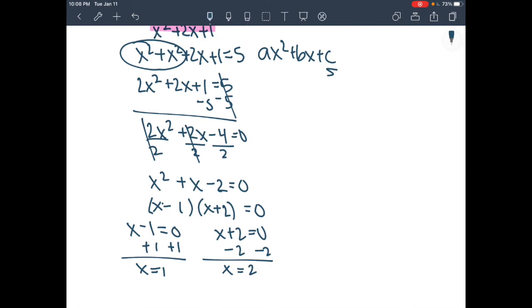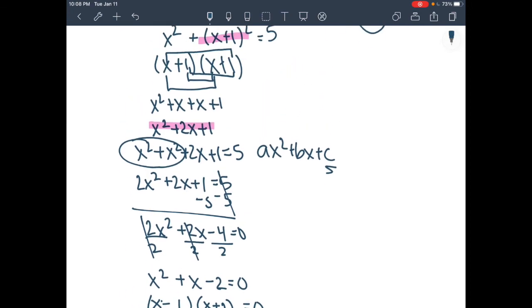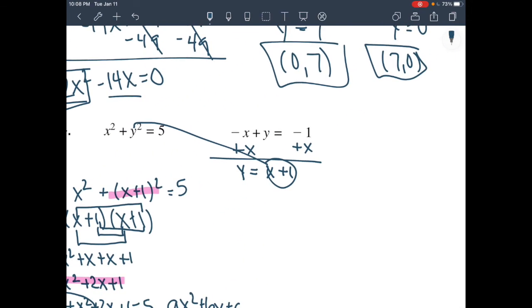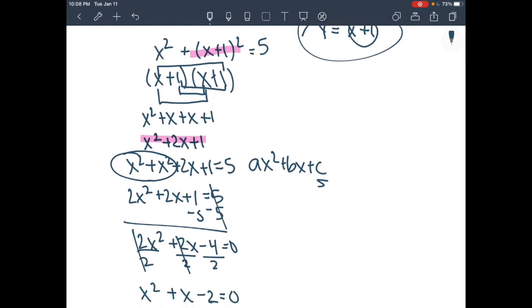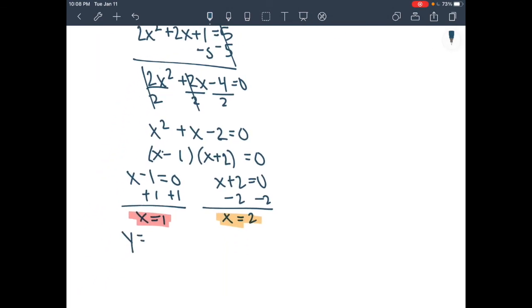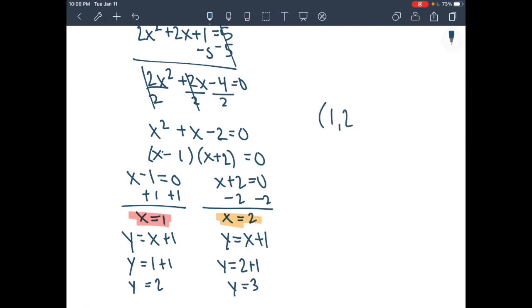Once I've done that, I've got my two answers and I need to find the y values for them. So then I'm going to use the easiest equation from above, which I think is this one right here, y equals x plus 1, and use that to help me solve for y. So y equals 1 plus 1, and then y equals 2 plus 1. So y equals 2, and y equals 3. So 1, 2 is one of the points, and also 2, 3.